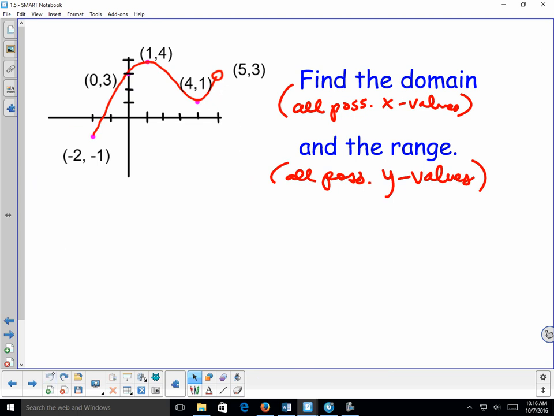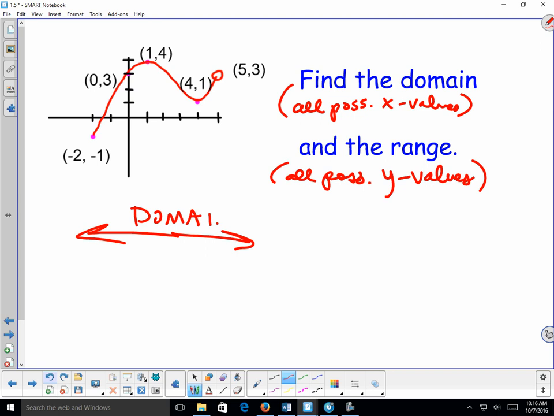That's going to be all of the possible x values. Really, that means how far left does the graph go, how far right does the graph go. So in this case, the domain goes from what x value? Well, it looks like our smallest x value goes all the way to -2, and it goes all the way to +5. So our domain is going to be, in interval notation, -2 to +5.